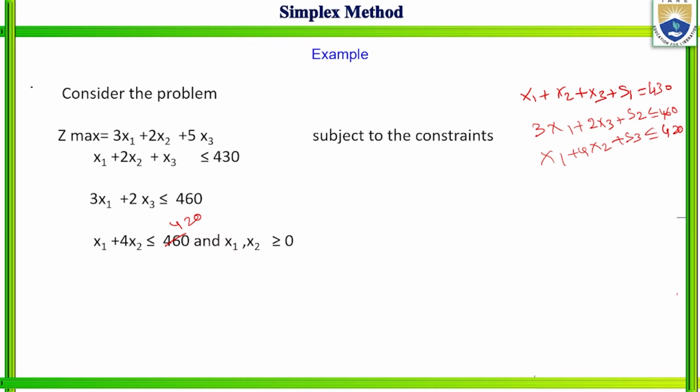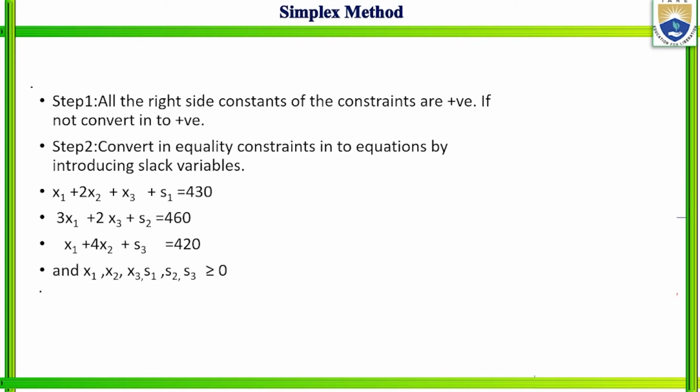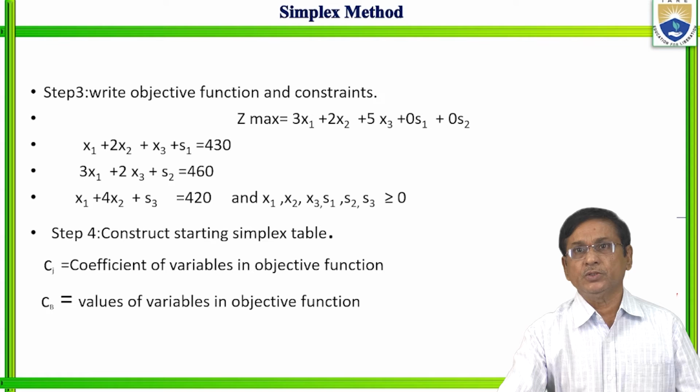After converting inequality constraints into equations, then we have to write the objective function. The coefficients of the slack variables are zeros in the objective function. Then the objective function becomes Z max is equal to 3x1 plus 2x2 plus 5x3 plus 0s1 plus 0s2 plus 0s3. Now you can see this in the next slide. Now you see Z max is equal to 3x1 plus 2x2 plus 5x3 plus 0s1 plus 0s2 plus 0s3.